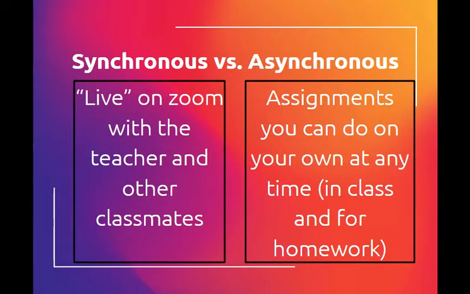When we're in school in person, most of the work you did was in class with your teachers with a little bit of homework. Now that we're doing distance learning, you need to understand the two kinds of learning, synchronous and asynchronous. Synchronous learning is the live time we spend together on Zoom. Asynchronous learning is when you do your assignments on your own time, either in class or for homework.